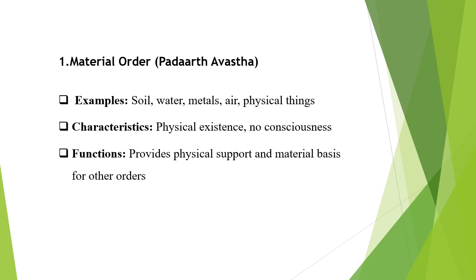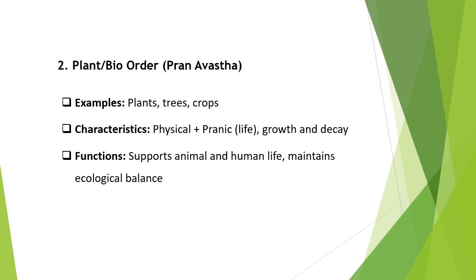All material things in the material order can be understood as an activity of units coming together to form a bigger unit. We can see the composition. For example, soil, water, materials, air, physical things. Characteristics: physical existence, no consciousness. Function: provides physical support and material base for other orders.